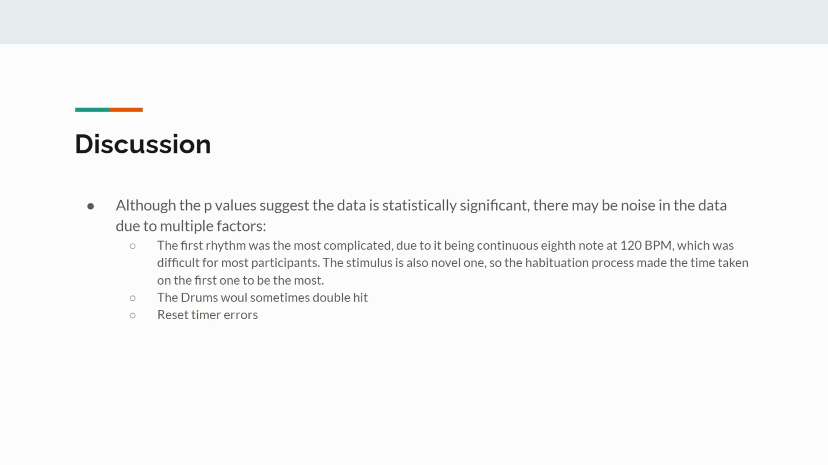The stimulus is also a novel one, so the habituation process made the time taken on the first one to be the most. The drums would sometimes register a double hit instead of a single hit, and the hitbox was also not very precise, so that influenced the success conditions. Reset timer errors were also a factor, as the user spent more time than expected to utilize that functionality. All these factors collectively generated some noise in the data that has been taken into consideration.